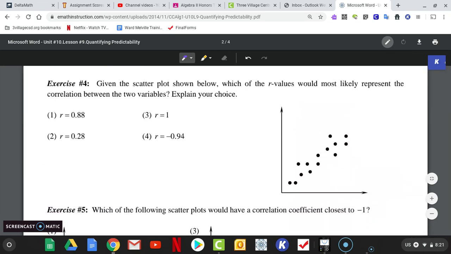Given the scatter plot shown below, which of the R values would most likely represent the correlation between the two variables? Well, it can't be 1, because if it was 1, I'm meaning choice 3, it'd be a perfect line. 1 means it'd be a straight line. And it can't be negative, right? Because it's all going in a positive direction. So it's either 0.88 or 0.288, and closer to 1 means it's stronger than closer to 0. So I would say it's choice 1, the best pick here.